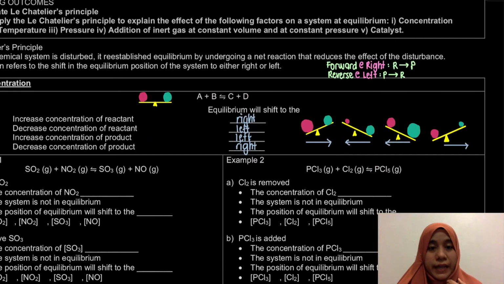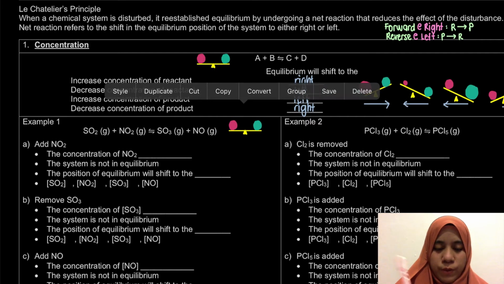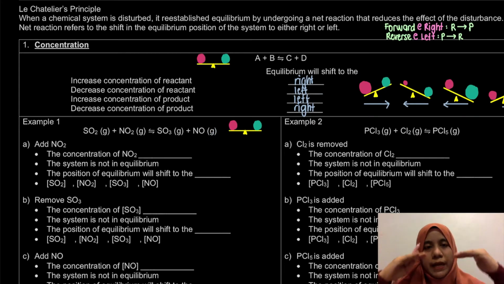So, let's look for the example itself. Okay, so example number 1 ni, we have our equation kan. Tapi, I'm just gonna buat seesaw balik. Tak kisah pun berapa mol. But right now, we're gonna take this one as balance, it is in equilibrium. So, dia dah balance lah kan.